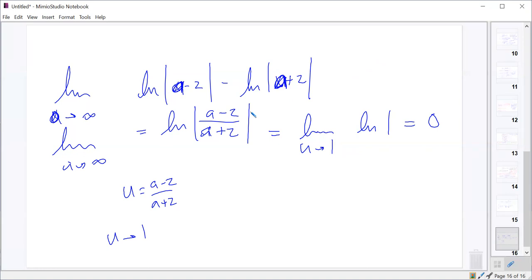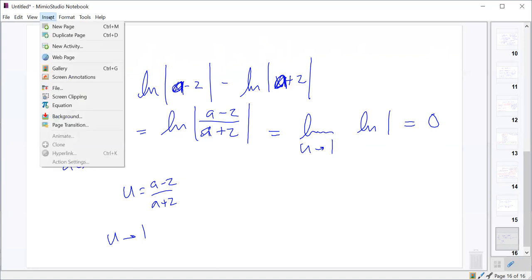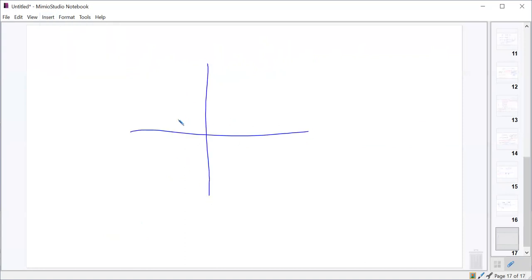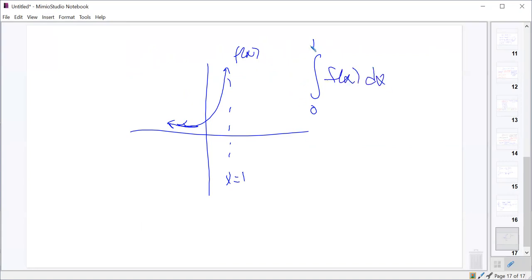Hopefully so. All right. And then, of course, improper integrals can also occur if we have a vertical asymptote. Suppose there's a vertical asymptote here at x equals 1, and I ask you, what's the integral from 0 to 1 of this function? That's also an improper integral since we're approaching a vertical asymptote.